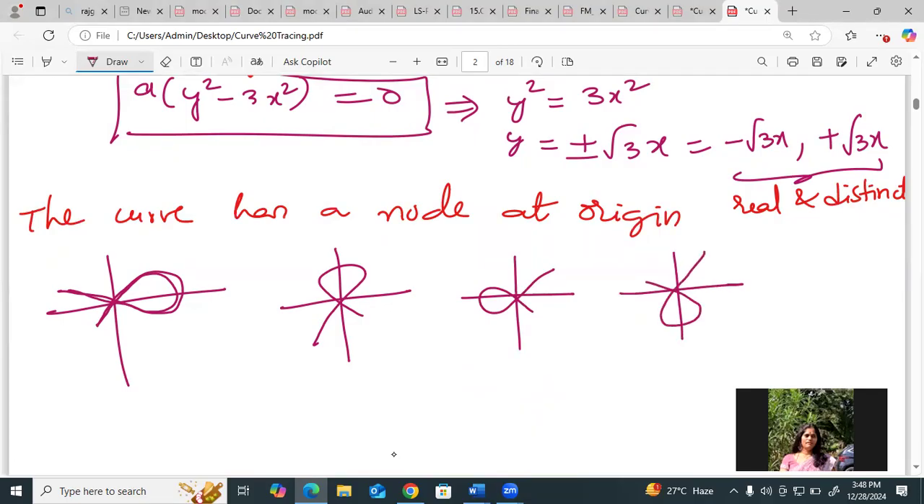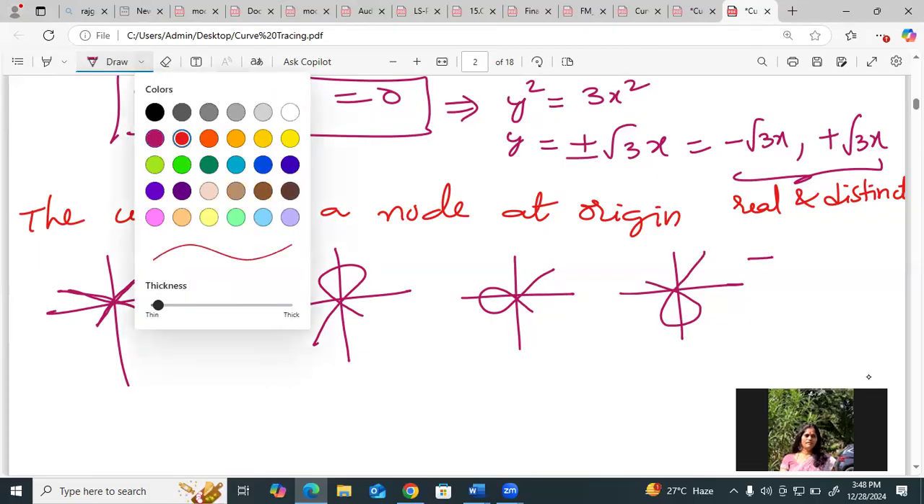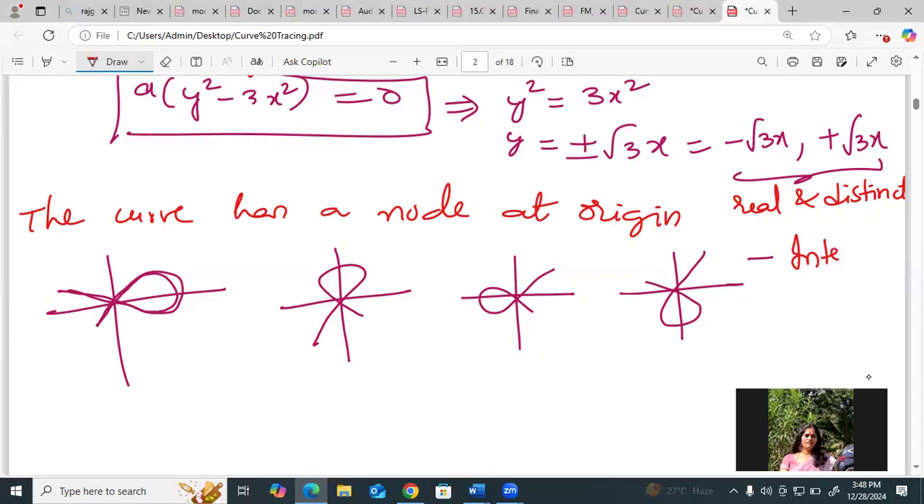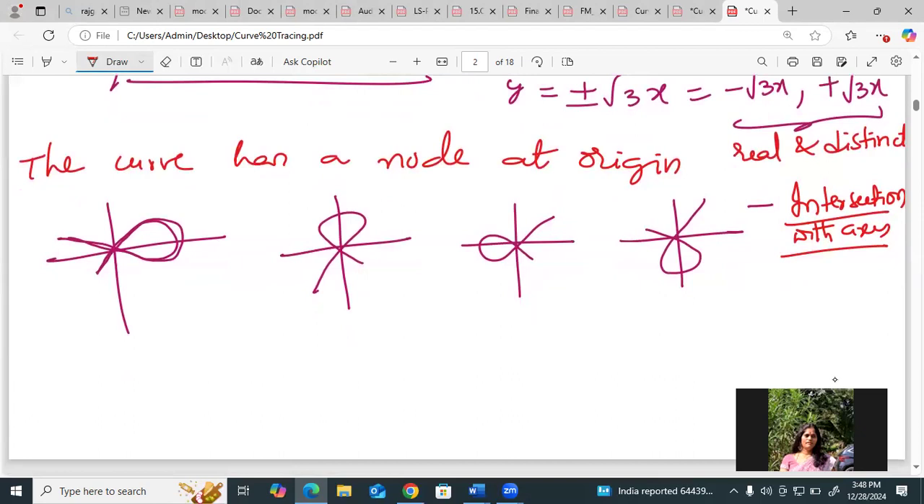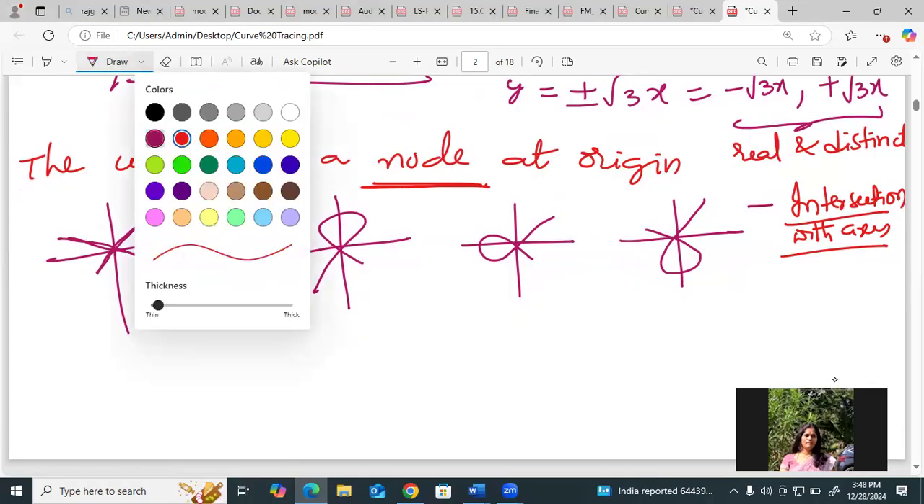This will be decided by, again, please note, I'm writing it, which is very important: this will be decided by the point of intersection, the intersection with the axis. Finding out the intersection with the axis is very simple again. But please remember the curve has a node at origin. Why? Because the roots are real and distinct. Okay, coming back to what I was doing prior.